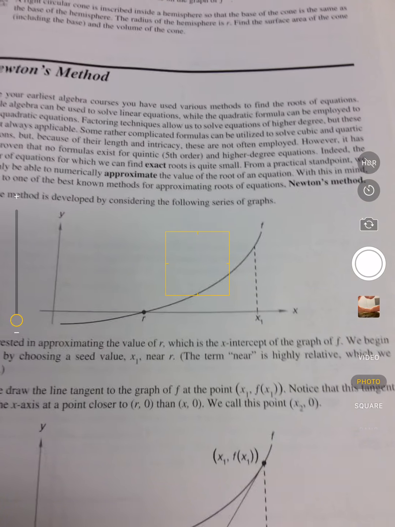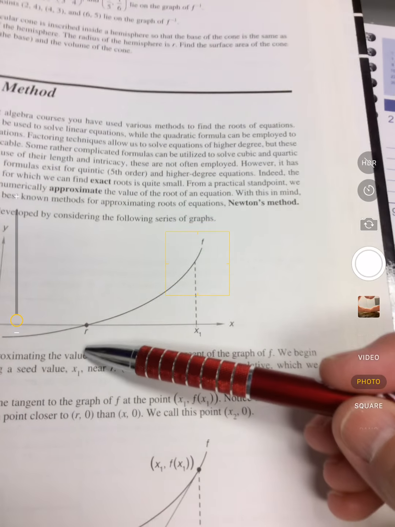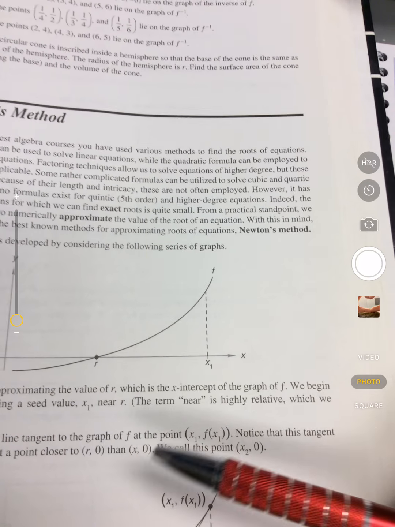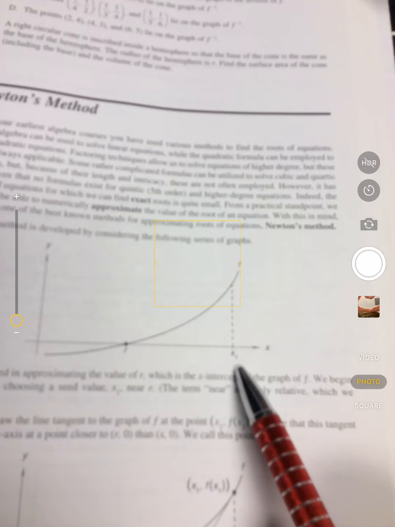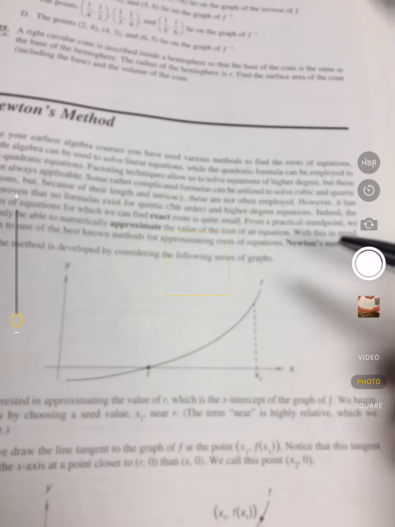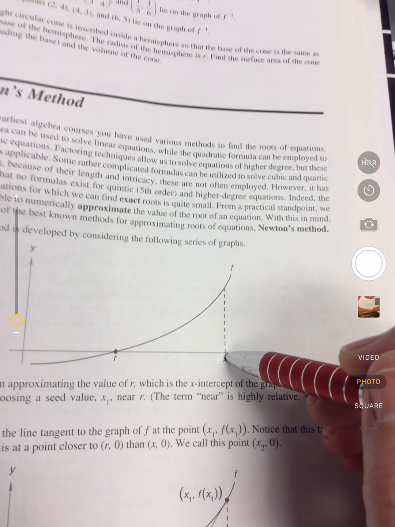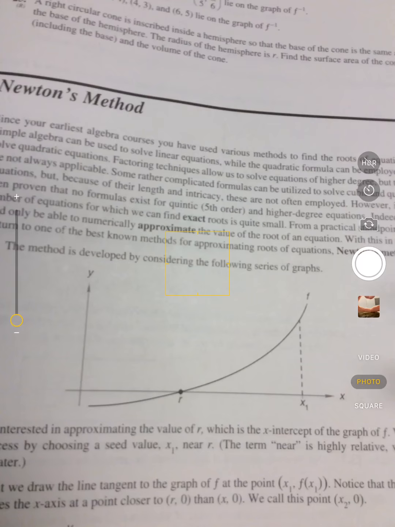So if you look on page 475, and I'm just going to go out of here and show you the book. If you look at this picture right here, R is the root, okay? So R is the root, and we're going to call this x1 value. We don't know what the root is, so we're trying to find it, so we're going to start with x1. We'll say that's our beginning value that we're going to guess at.